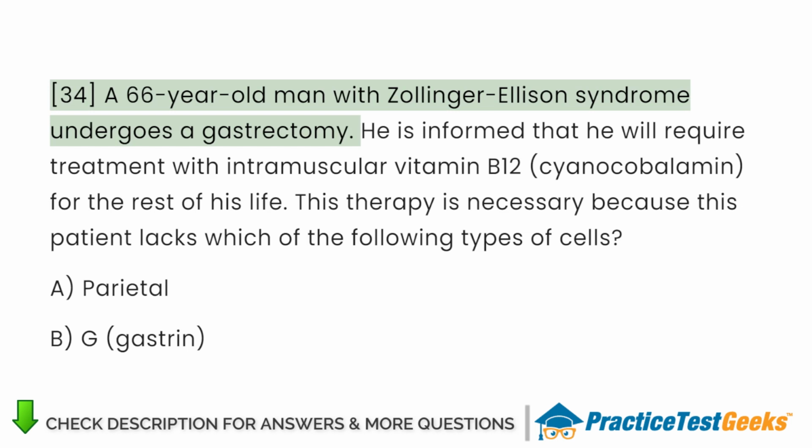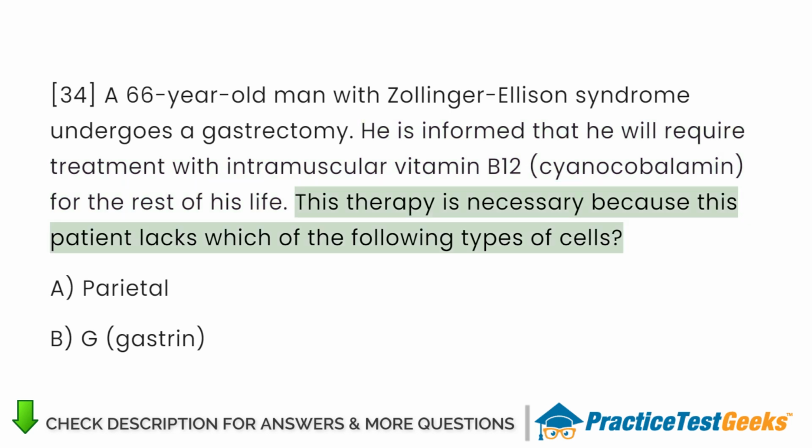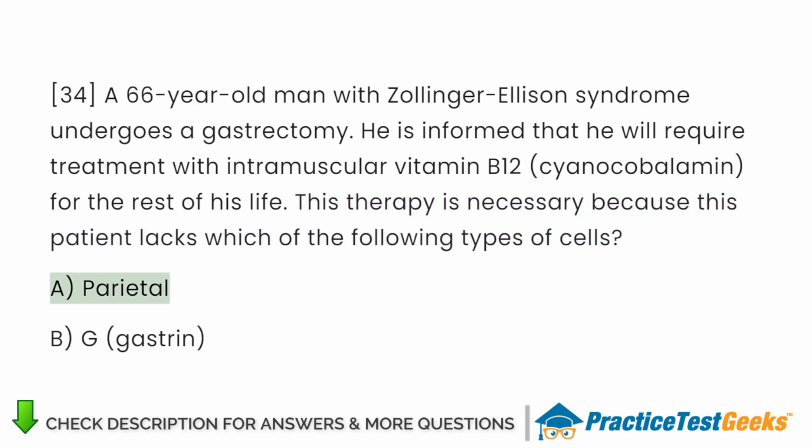A 66-year-old man with Zollinger-Ellison syndrome undergoes a gastrectomy. He is informed that he will require treatment with intramuscular vitamin B12, cyanocobalamin, for the rest of his life. This therapy is necessary because this patient lacks which of the following types of cells? A. Parietal. B. G, gastrin.